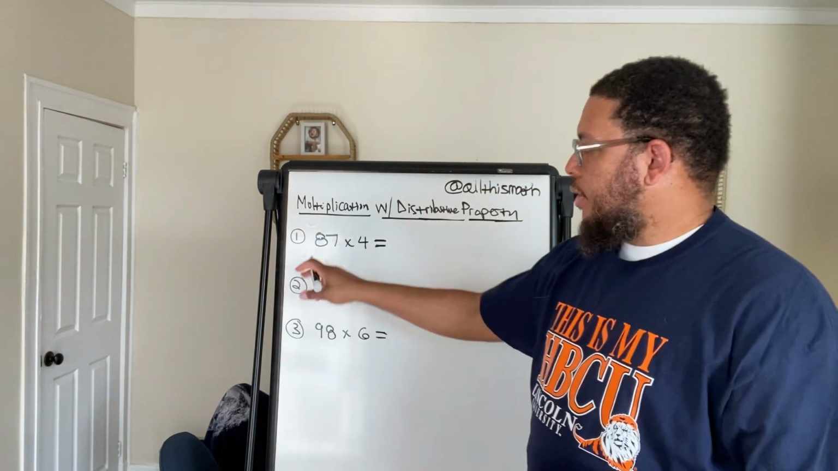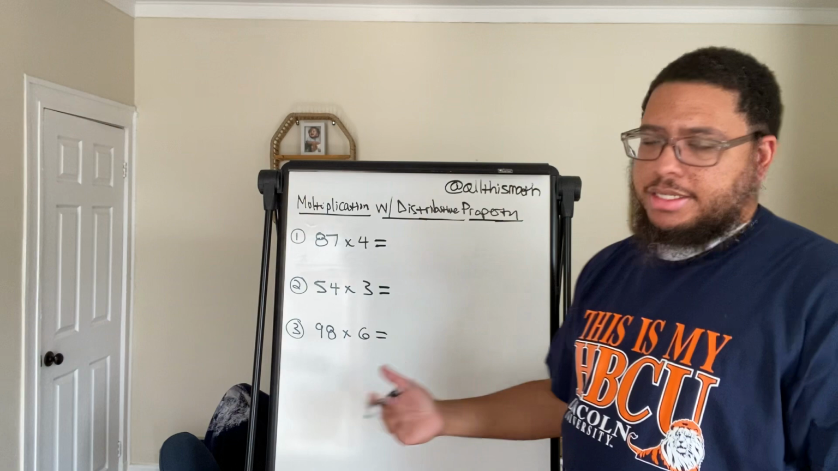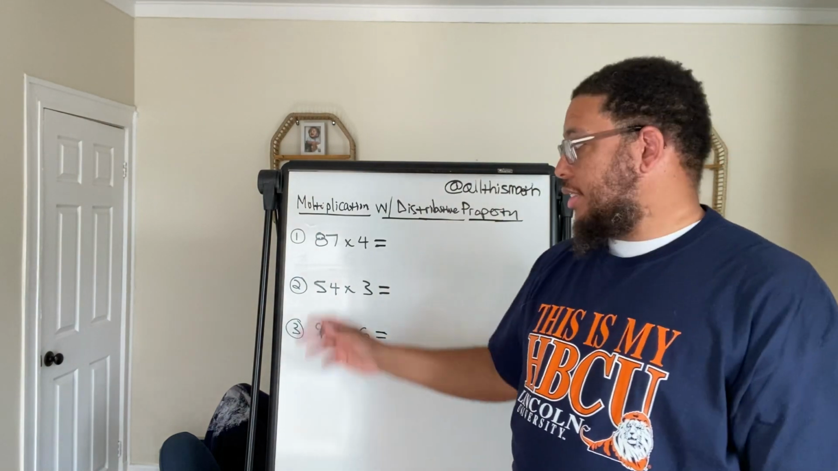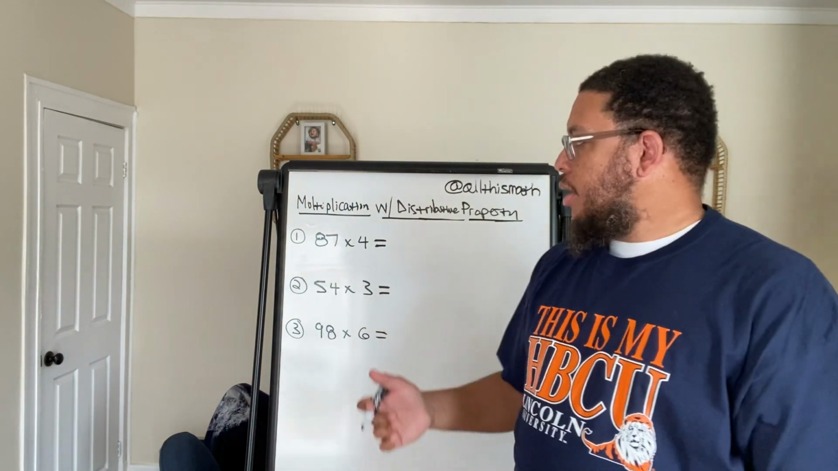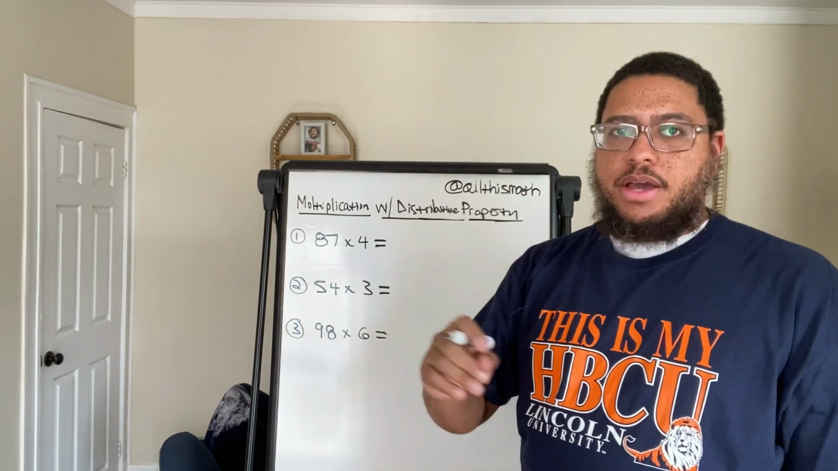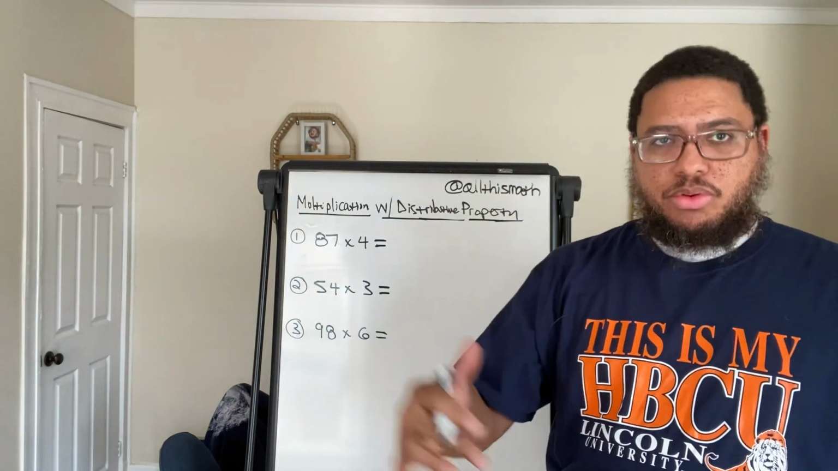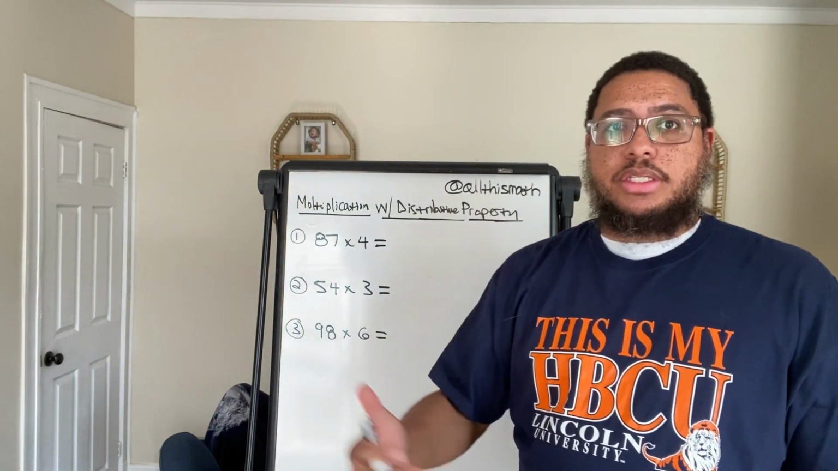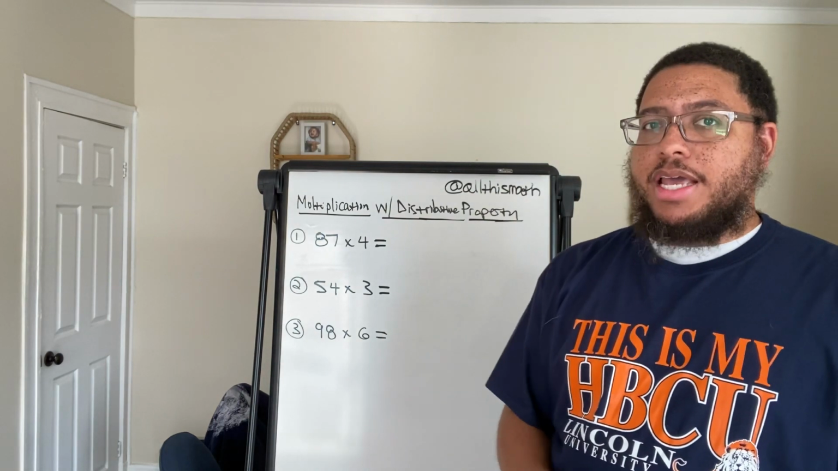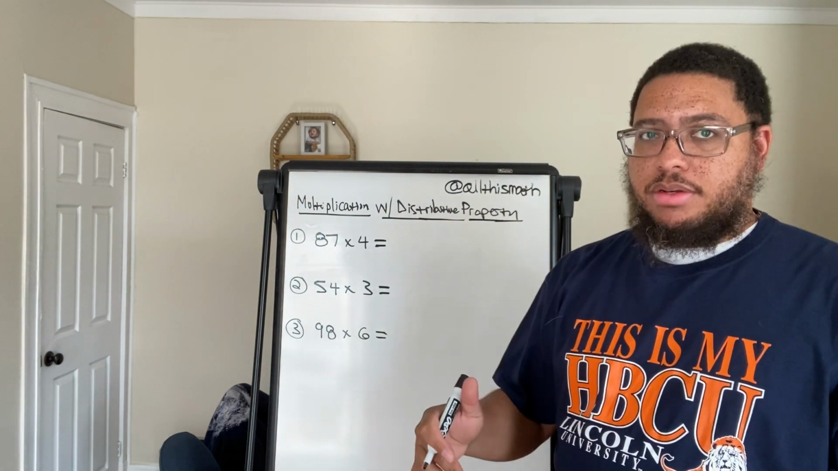So check this out. 87 times 4 seems complicated to me because 87 is a large number, right? But what if I broke 87 down into two more manageable numbers, or numbers that are easier to deal with? Like, what if I broke 87 down into 80 and 7, right?